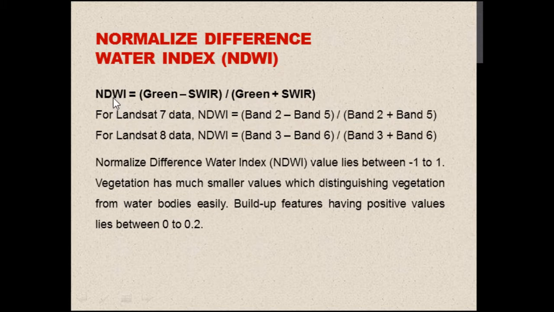The normalized difference water index values mostly lie between -1 and 1. Vegetation has much smaller values, which distinguishes vegetation from water bodies easily, as you can see. The lower the value, the more vegetation occurs. Built-up features have positive values in the range between 0 and 0.2.